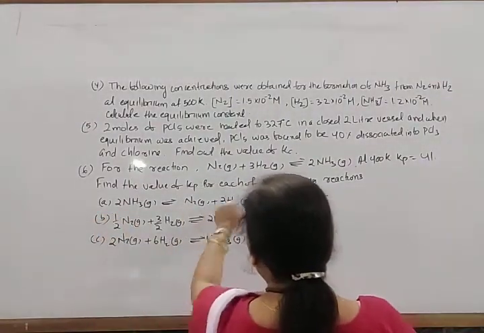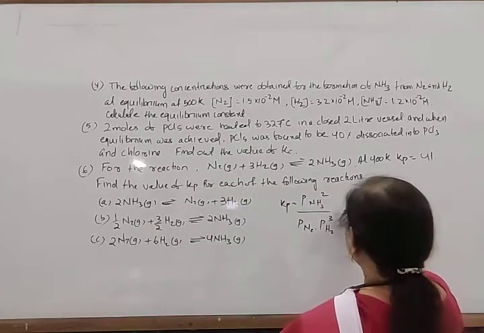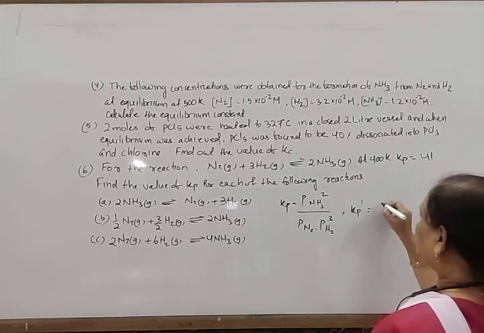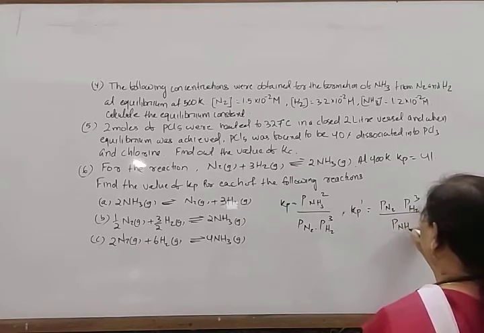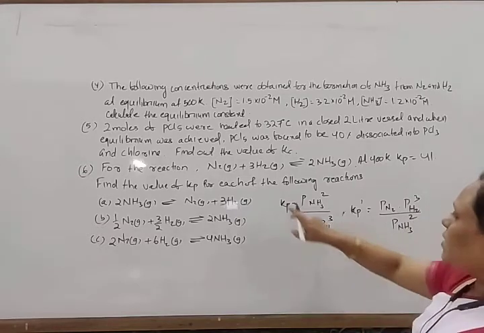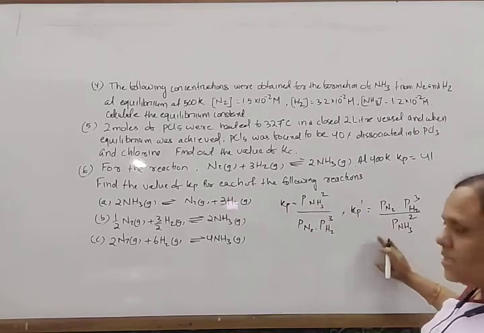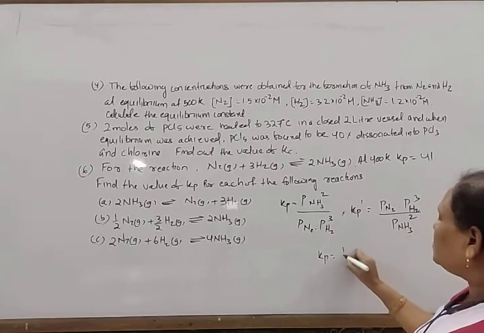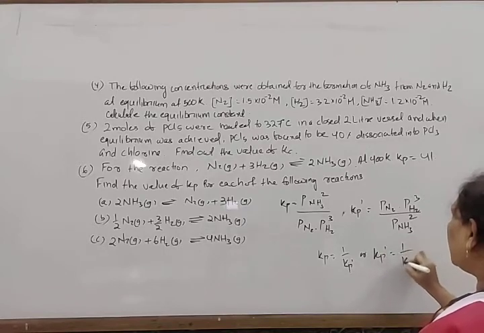And what is the value for the other equation? Suppose this is Kp and the other is Kp dash. So Kp dash is equal to the partial pressure of N2 times the partial pressure of H2 cubed divided by the partial pressure of ammonia squared. This is just the inverse of the first. As this is the reciprocal of this, Kp is 1 by Kp dash, or Kp dash is 1 by Kp.